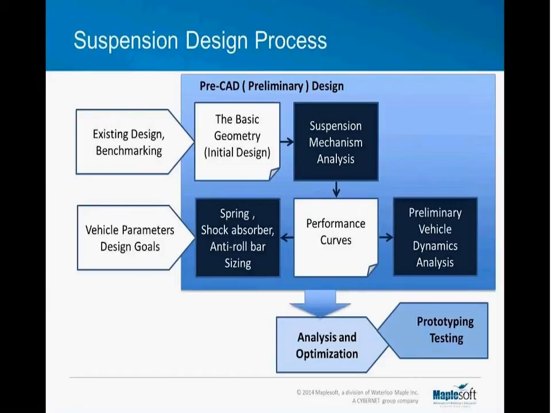preliminary geometry. According to this geometry, we can do some suspension mechanism analysis and find the performance curves of the suspension in terms of camber by roll and steer by roll. Having these curves, and again by having the vehicle parameters and design goals, we can size the spring, shock absorber, and anti-roll bar, and know their characteristics and stiffness. And as well, by knowing all this information, we can do some preliminary vehicle dynamic analysis to be sure that the vehicle is stable and functional.